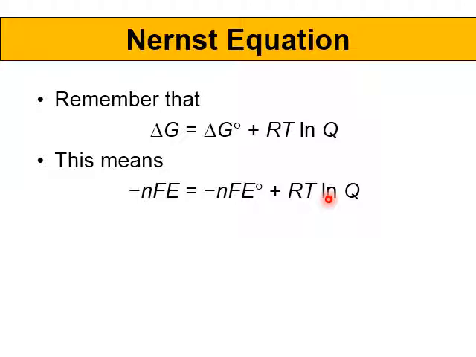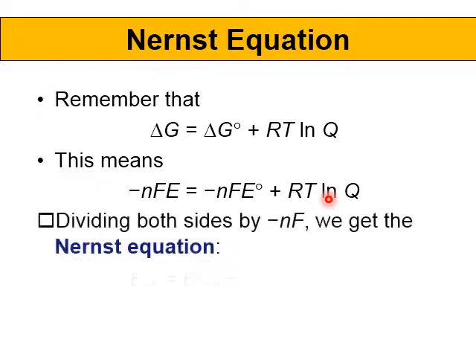This is the same one. Now we divide both sides, left and right, by minus nF. Once we divide, the minus nF will be cancelled out. What remains is E cell, and on the other side E naught cell. Then we still have this one, which becomes minus now because we divided by minus nF. So minus RT over nF ln Q. This gives a new equation, the Nernst equation.